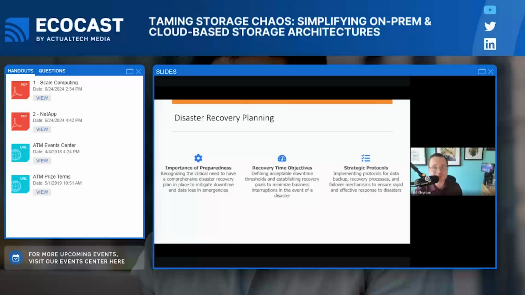Now, if something goes wrong, you need to be able to recover far more effectively and faster than ever before. So in that case, the importance of preparedness, your RTOs, recovery time objectives, and strategic protocols to ensure backup processes, recovery processes, failover mechanisms, all of this is really important. And it cannot be complicated. It means you must have an architecture that can support recovery, load balancing, even secondary sites far more effectively than you can right now. Again, very, very important in case something goes wrong.